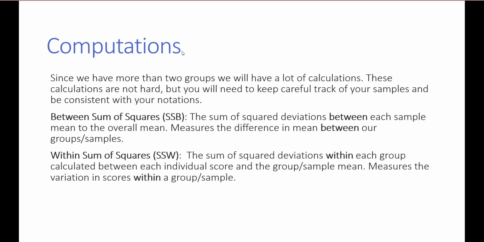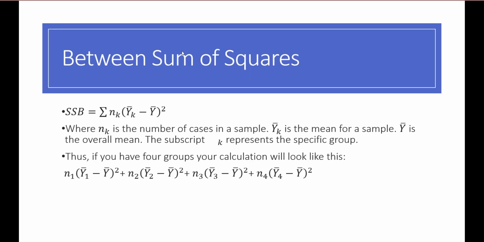Within sum of squares, or SSW, is the sum of squared deviations within each group, calculated between each individual score within that group and the group sample mean. It measures the variation in scores within a particular group or sample, in contrast to measuring the variation between different groups or samples. So let's look at between sum of squares.